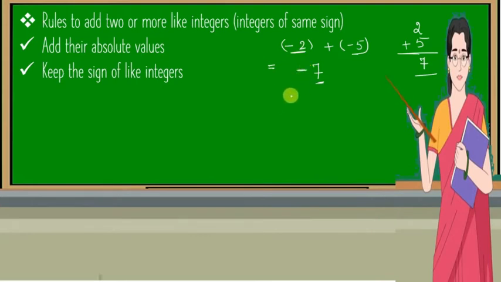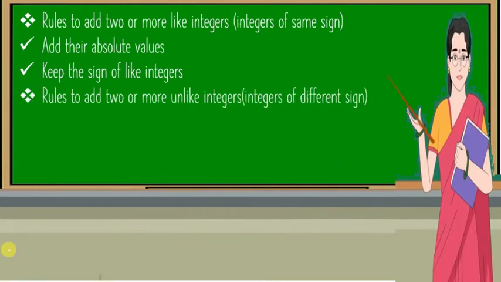Similarly, if we are adding 2 and say 5, we'll add their absolute values, which is 2 and 5 only, we'll get 7. So the answer will be 7. What will be the sign of this 7? Sign of this 7 will be the sign of the like integers, and these two like integers are positive, so answer will be positive.